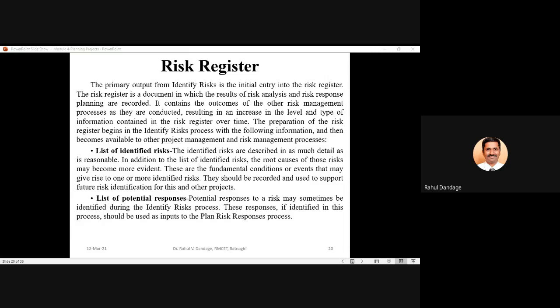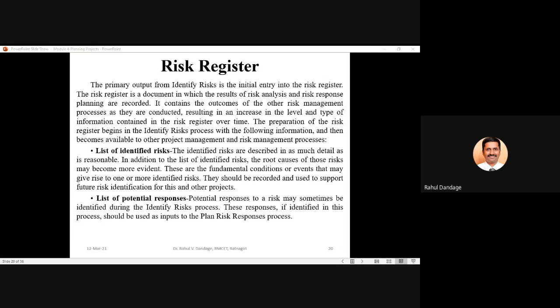It will have a list of identified risks. The identified risks are described in as much detail as is reasonable. As we discussed earlier, the risks along with their characteristics. The maximum information that you can provide with respect to those particular risk categories is essential when you are preparing this list of identified risks.